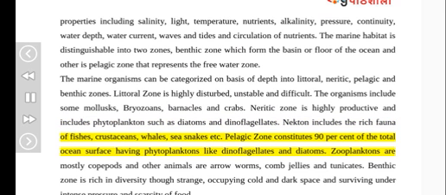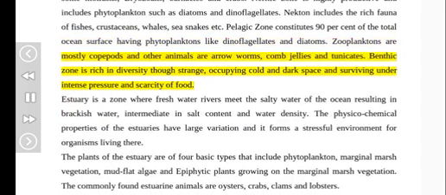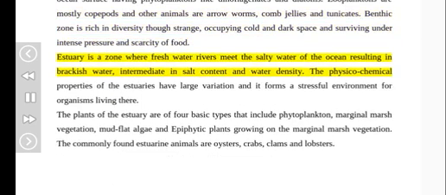Pelagic zone constitutes 90% of the total ocean surface having phytoplanktons like dinoflagellates and diatoms. Zooplanktons are mostly copepods and other animals are arrow worms, comb jellies and tunicates. Benthic zone is rich in diversity though strange, occupying cold and dark space and surviving under intense pressure and scarcity of food. Estuary is a zone where freshwater rivers meet the salty water of the ocean, resulting in brackish water, intermediate in salt content and water density.